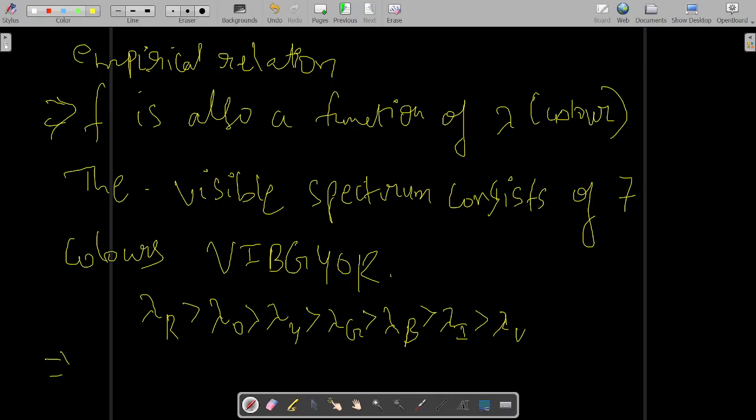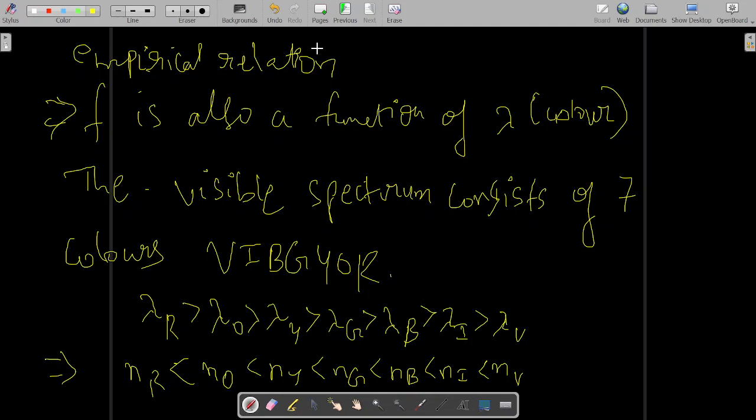That implies, by Cauchy's empirical relation, the refractive index of red will be smaller than the refractive index of orange, that will be smaller than the refractive index of yellow, that will be smaller than the refractive index of green, that will be smaller than the refractive index of blue, that will be smaller than the refractive index of indigo, that will be smaller than the refractive index of violet. Right? So this is the order which refractive index follows.